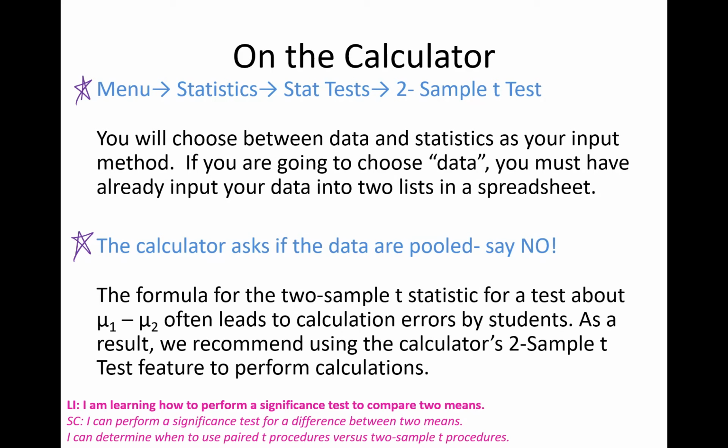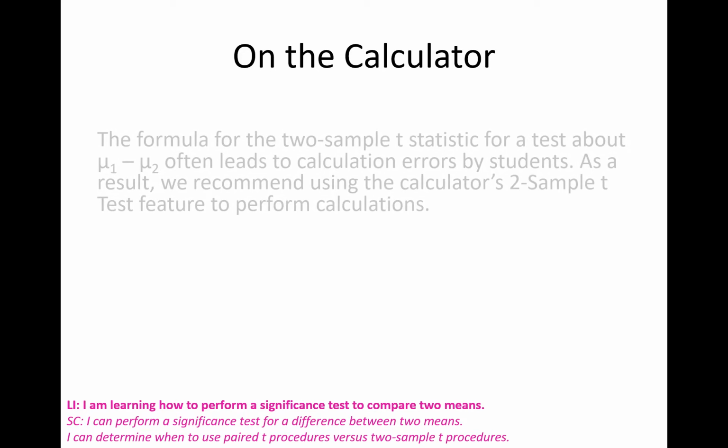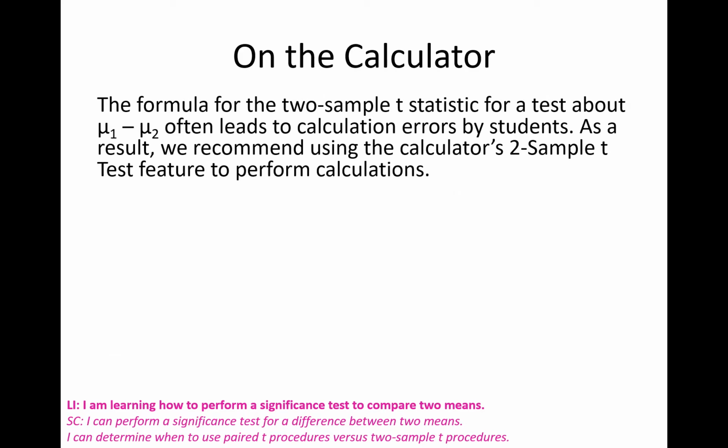The formula for the 2-sample t-statistic for a test about mu1 minus mu2 often leads to calculation errors by students. As a result, we recommend using the calculator's 2-sample t-test feature to perform calculations so we don't make a mistake. All right. I think we just read that.